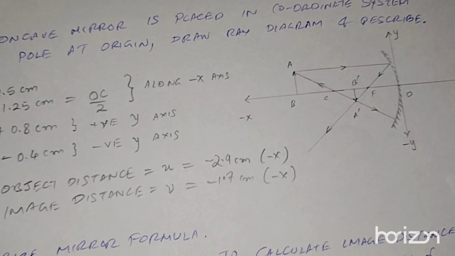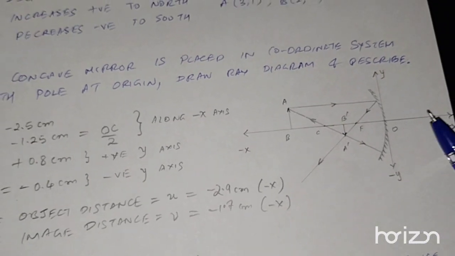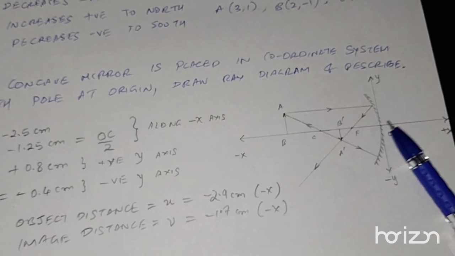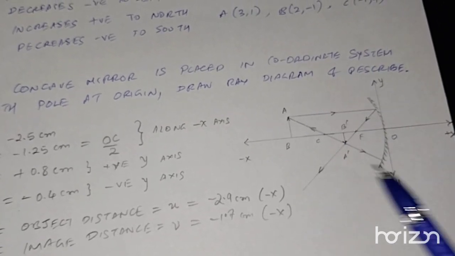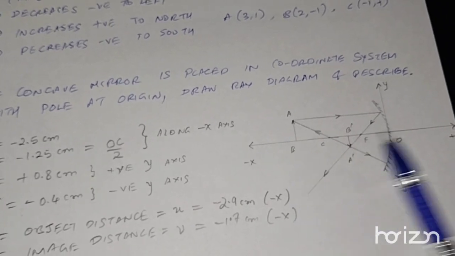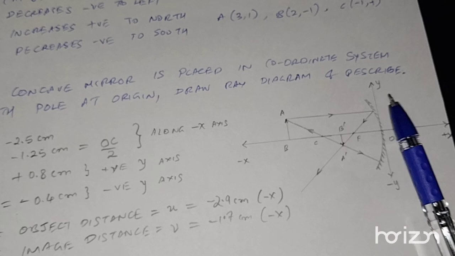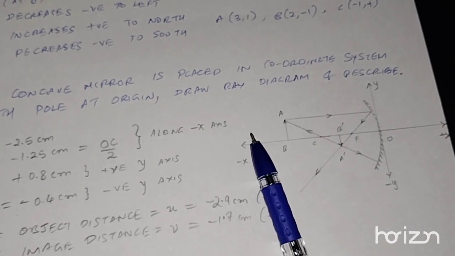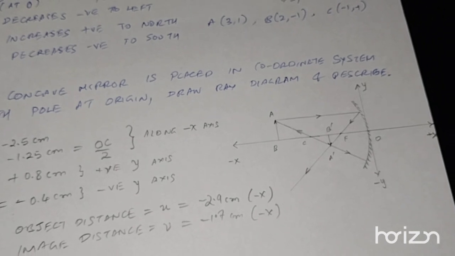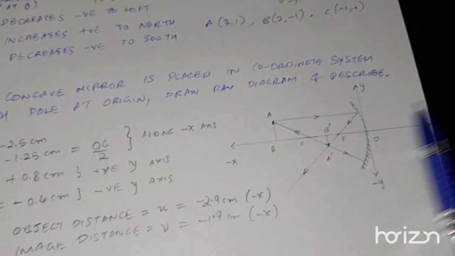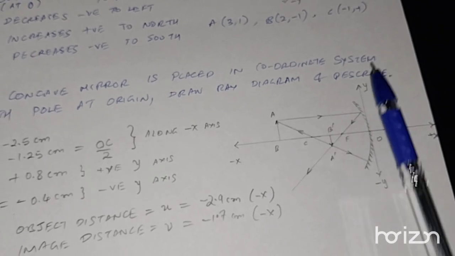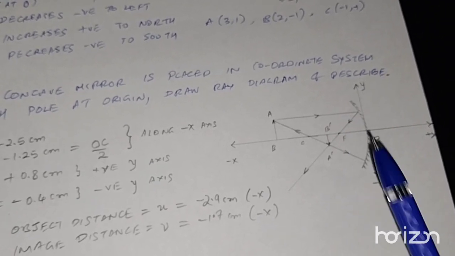So remember friends, in this coordinate system the pole of the mirror at the origin has to be drawn perfectly, and you have to put the positive and negative signs correctly to get the correct answers. Anything to the left of the origin is negative. Anything towards the right side of the origin is positive for x, and for the height, anything north is positive, anything south is negative.